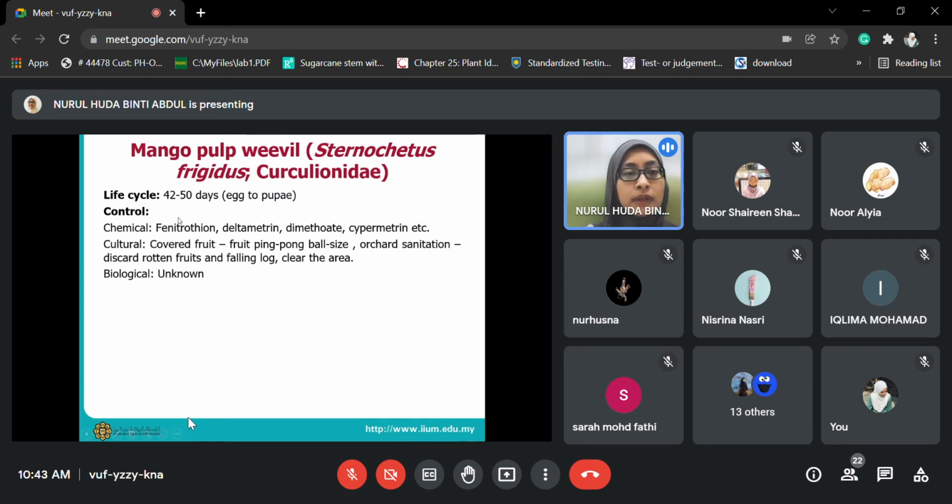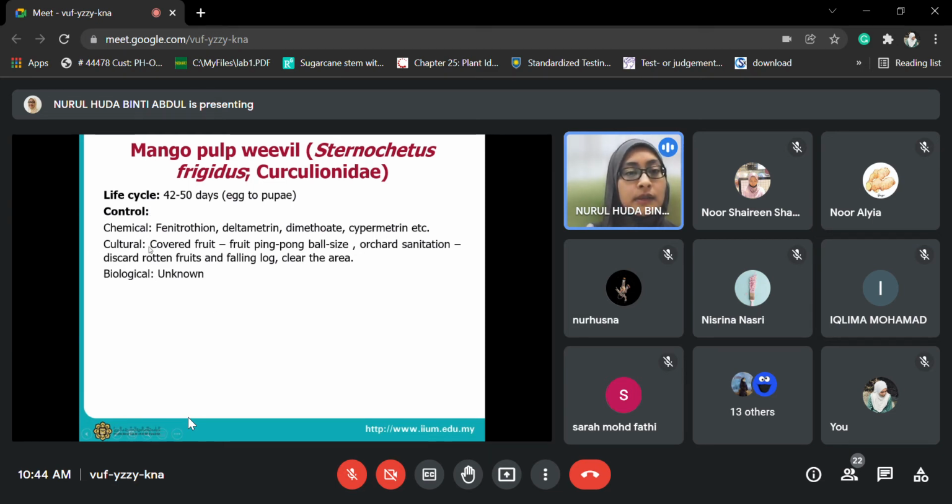And to control, you can use phenthoate, deltamethrin, dimethoate, cypermethrin. This one is actually to control the adult. Okay, sebab sebelum adult to lay eggs, dia akan roaming around the orchard, roaming around the area on the tree itself. Okay, so dia tunggu sampai buah tu the size is enough atau is suitable for them to lay eggs lah. And so during this time, you can control the adult using this chemical.